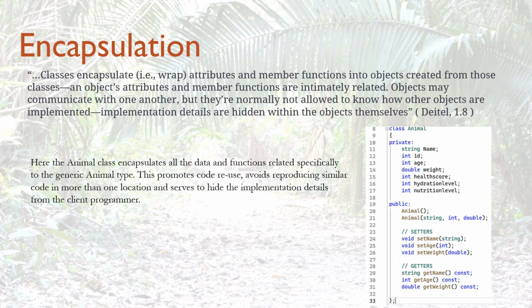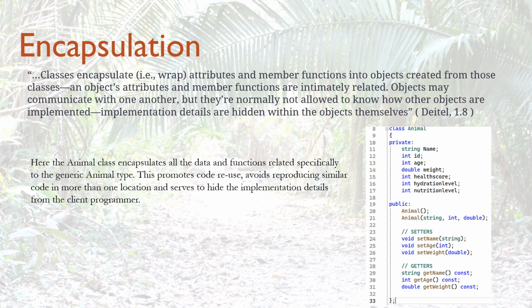In the provided code snippet, encapsulation is utilized through the use of private member variables, which are name, ID, age, weight, output score, hydration level, and nutrition level. Within the animal class, these variables are not directly accessible from outside the class, which helps maintain data integrity and security. Encapsulation allows controlled access to these variables through public member functions, which are the getters and the setters, provided within the class. This ensures that the internal state of the animal can be accessed and modified in a controlled manner, preventing direct access to its private variables from external code.